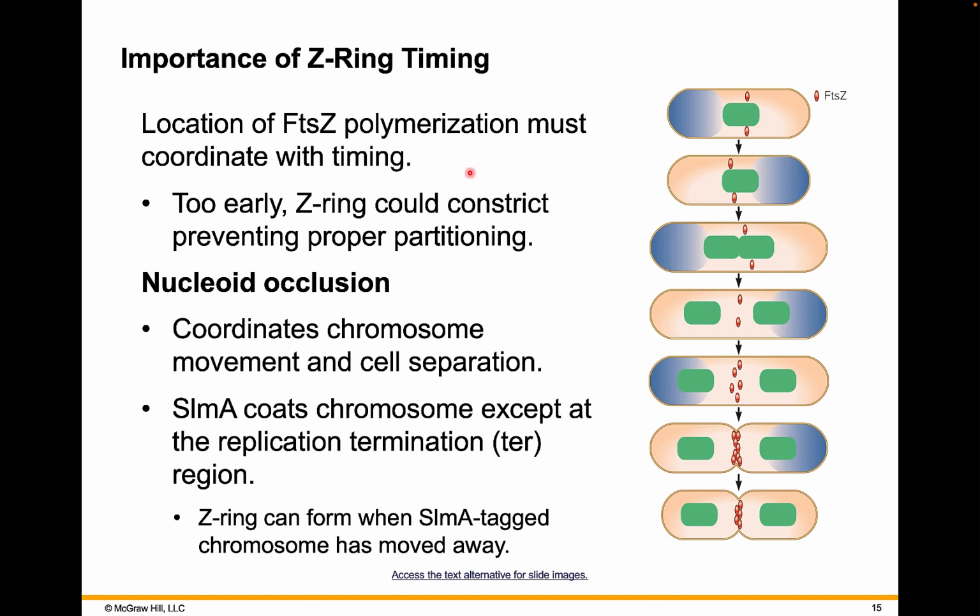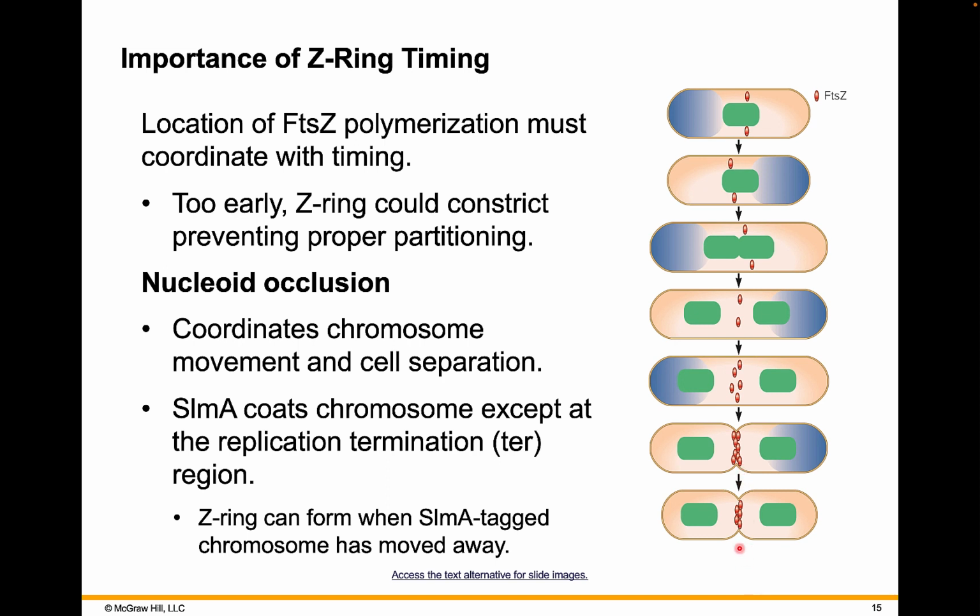So the FtsZ polymerization must be coordinated with timing, because if it is too early, the Z ring will constrict the cell, and if nucleoid occlusion doesn't happen, that means the newly formed chromosomes are not separated out, the chromosomes will be severed, and it will not be distributed equally towards the two compartments. So this MinCDE system coordinates when this will happen.